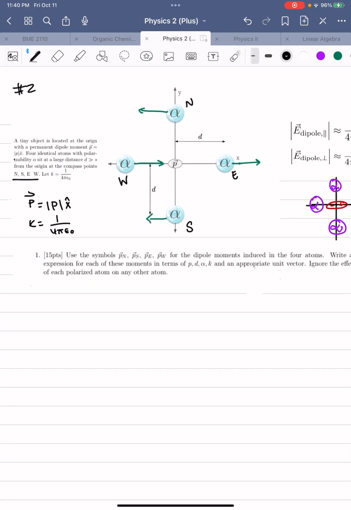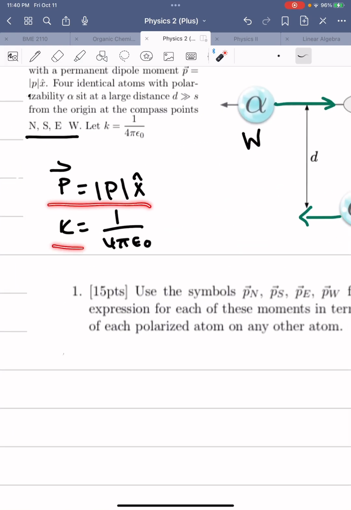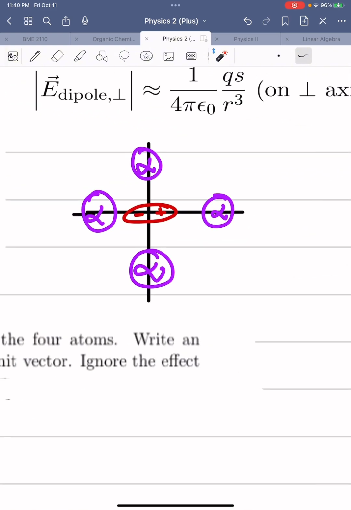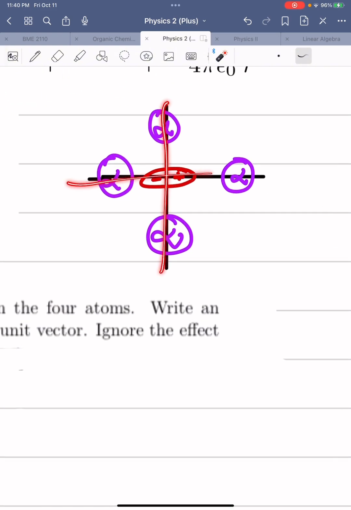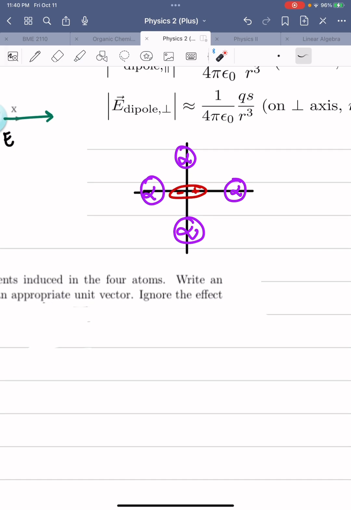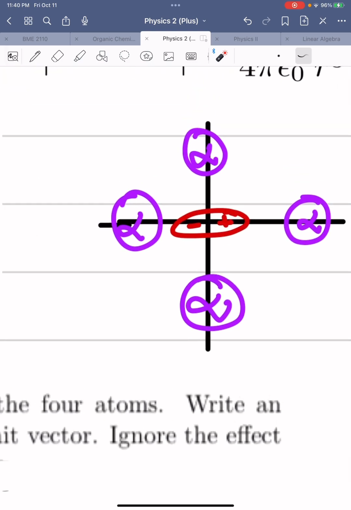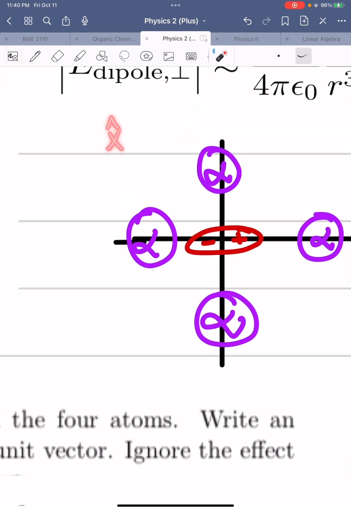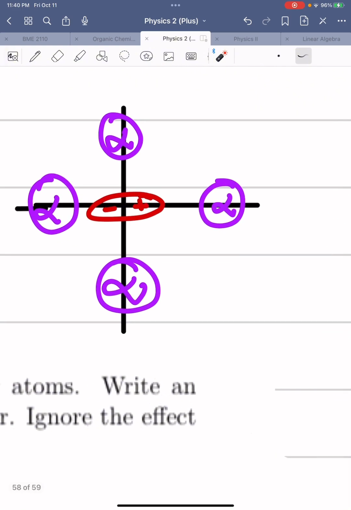I already labeled them. This one over here is going to be north, this one's going to be south, east, and west. I already rewrote this from the problem statement, and I also redrew our graph, so how it would look. They tell us our dipole moment is in the positive x hat direction, so that's why it's laying flat on the x-axis. And these are the polarized atoms: north, south, west, east, as we know.